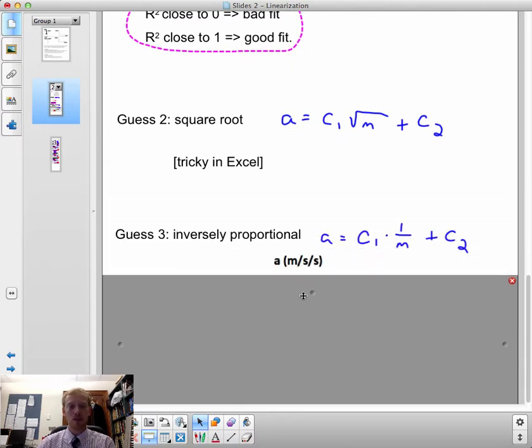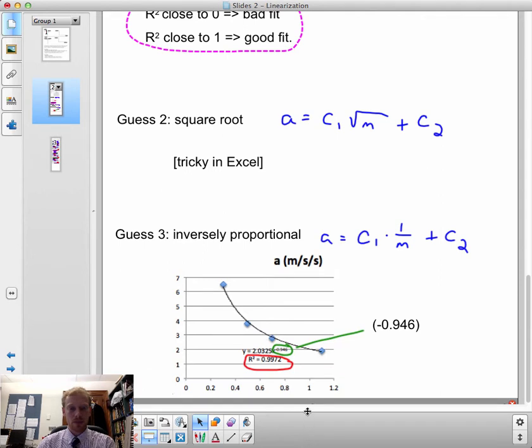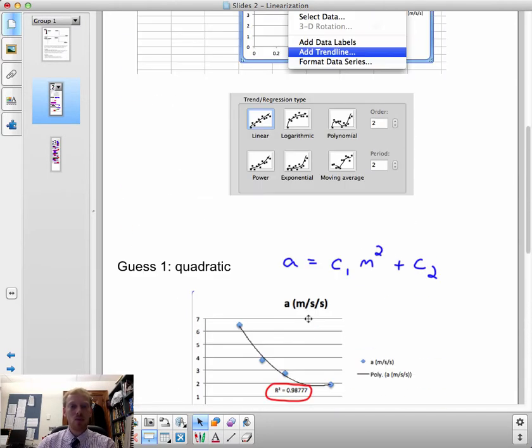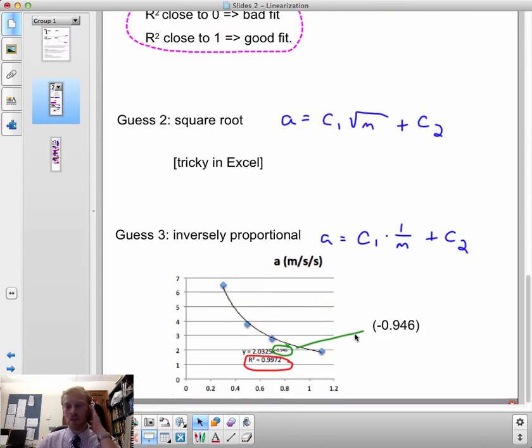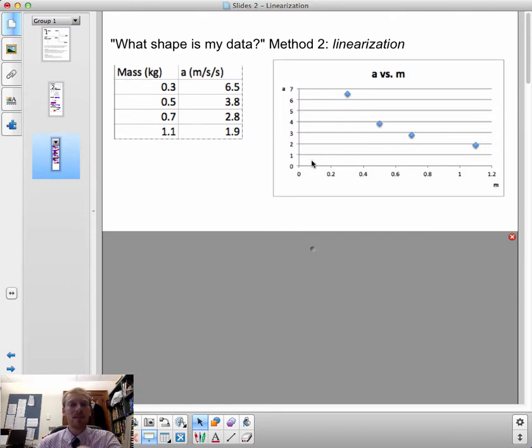I do want to show you that when you fit a power function to this data and get Excel to display the equation, it thinks that we're looking at some number times x to the negative 0.946. So this is all by way of saying sometimes you can just make Excel give you a line of best fit or some other curve of best fit. But if you're trying to test out these guesses, Excel is not the best tool to do that. Here is a good tool to do that. It is by using the method of linearization.